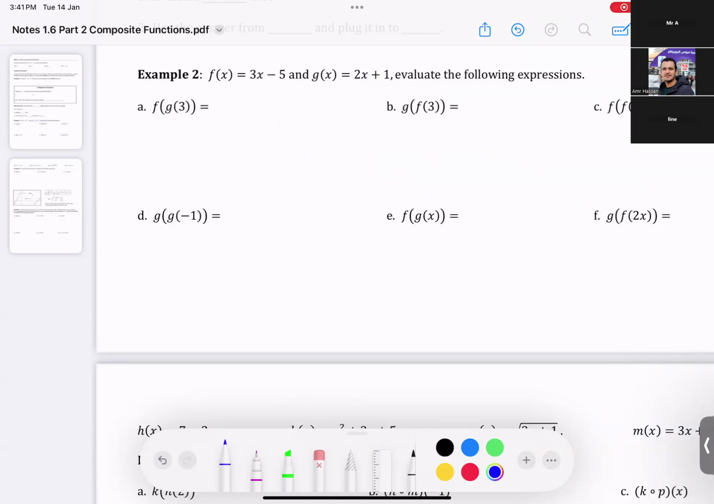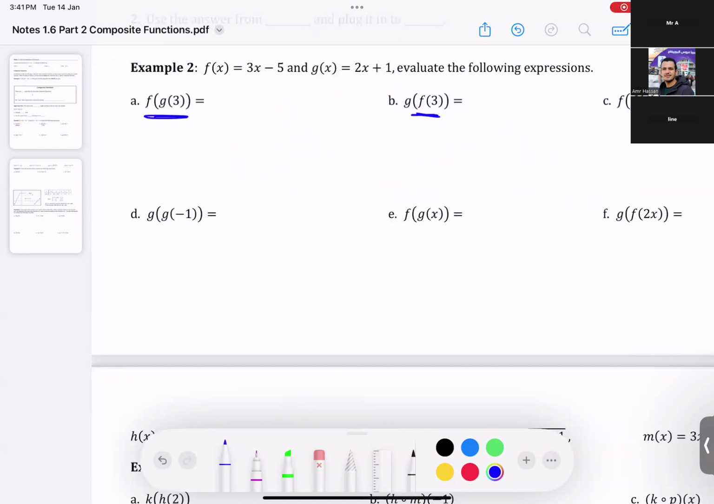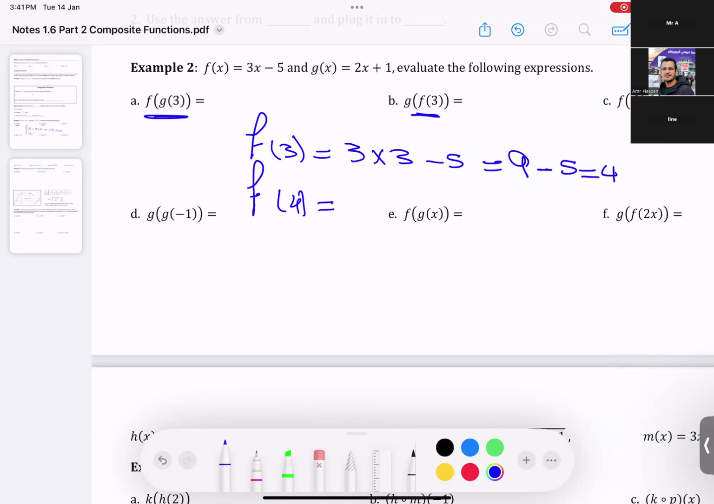Right now, I think he was trying to differentiate between f of g of 3 and g of f of 3. In this case, I need to start with f firstly. I need to block 3. So let me write down f of 3, which makes sense. This one's going to be 3 multiplied by 3 minus 5, right? So 3 times 3 is 9. 9 minus 5, so this one is 4, right? Yeah.